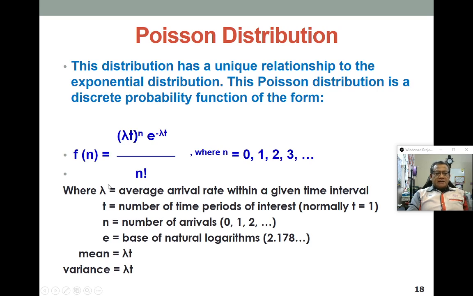By that you could calculate. Lambda is the average arrival rate within a given time interval, like 10 minutes, 5 minutes, and so on. T is the number of time periods of interest, normally t equal to 1, and n is the number of arrivals, 0, 1, 2, and so on. E is the exponential, the base of the natural logarithm, 2.718. The mean equals lambda multiplied by t. The variance is lambda squared by t.